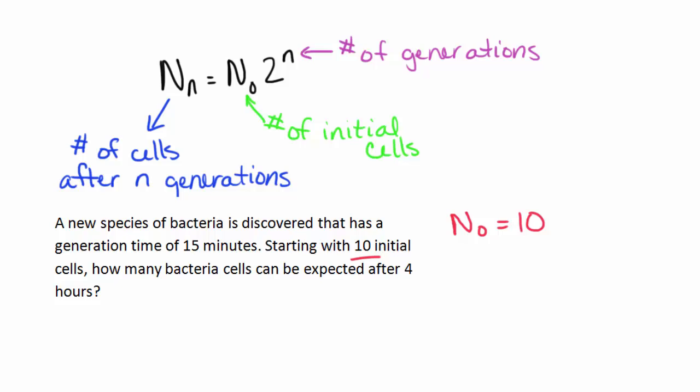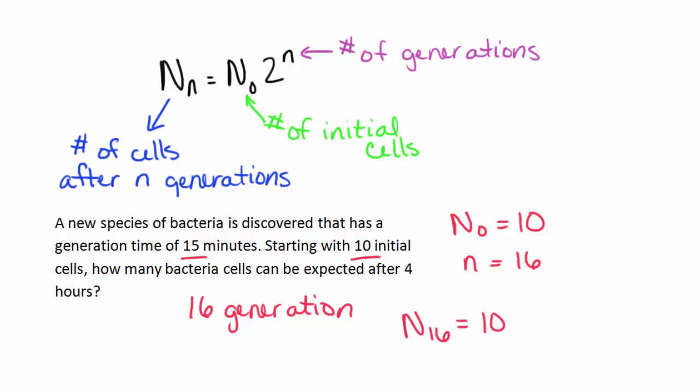And now we need to know the number of generations that we're actually looking at. The generation time is 15 minutes. So within 4 hours, we would have 16 generations. Okay, so again, we're just breaking up that 4 hours into how many 15-minute blocks we happen to have. So n is equal to 16. So the number of cells that we have after 16 generations is going to be equal to 10, and this will be times 2 raised to the 16th power.